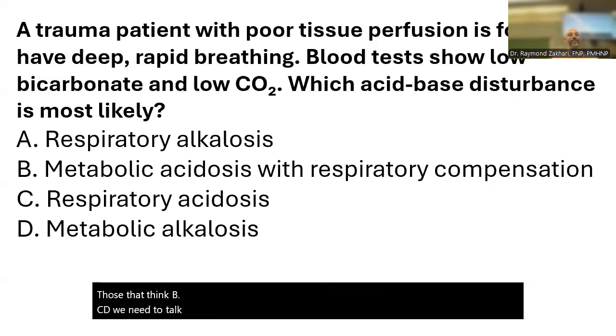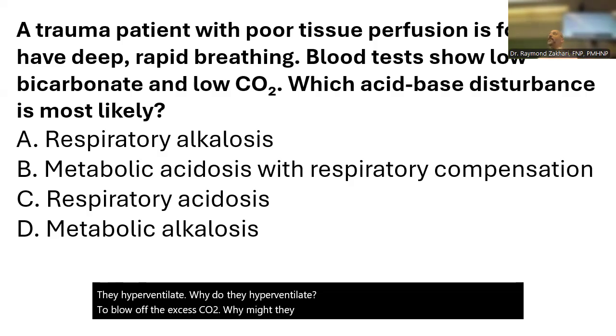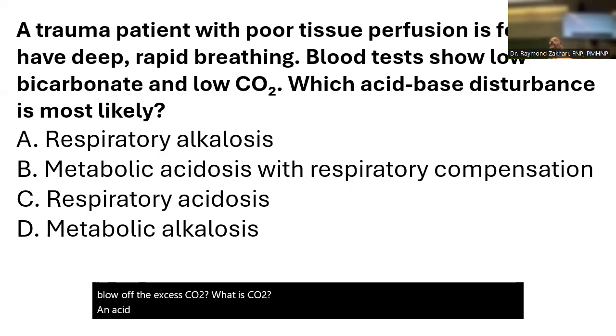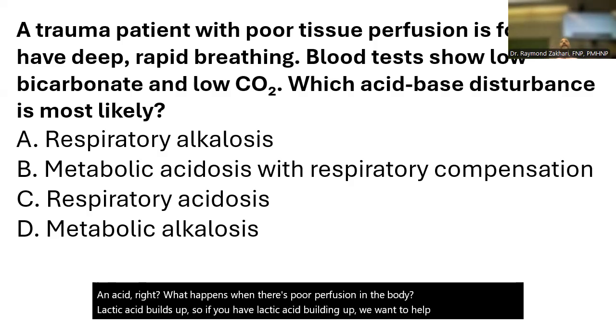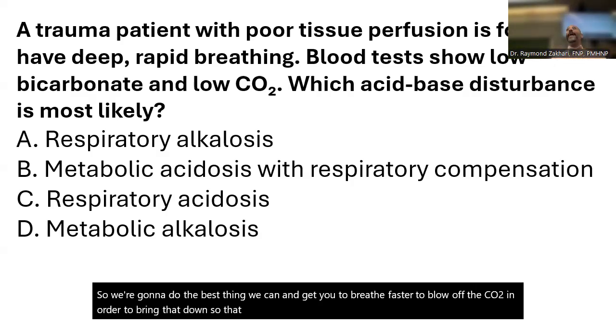So the problem here is what? What does a trauma patient do? They hyperventilate. Why do they hyperventilate? To blow off the excess CO2. Why might they have excess CO2? Or why would they want to blow off the excess CO2? What is CO2? An acid, right? What happens when there's poor perfusion in the body? Lactic acid builds up. So if you have lactic acid building up, we want to help you compensate. So we're going to do the best thing we can and get you to breathe faster to blow off the CO2 in order to bring that down so that hopefully your pH will be balanced, right?